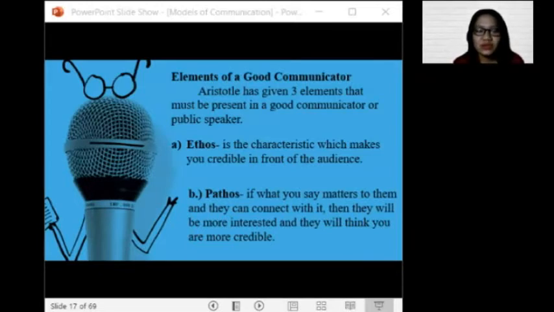The first one is what we call ethos. When we say ethos, it is your characteristic as a person or as a speaker, which makes you credible in front of your audience. For example, you are speaking in front of medical professionals. Of course, before you give your speech, you should have background knowledge. You should have expertise in medical jargon and, of course, in the sciences.